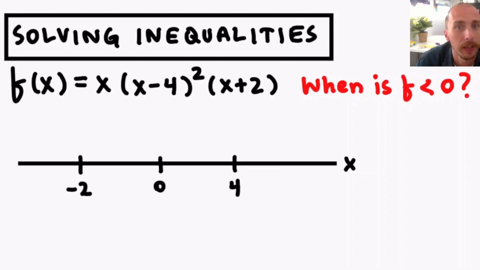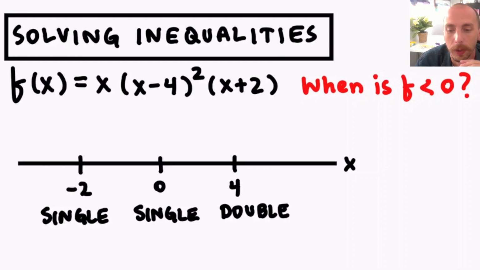All right, so there we go. I've got an x-axis. I have thrown down my zeros: x equals 0, x equals 4, and x equals -2. Now, I do need to remind myself that x equals 4 is going to be a double root, whereas the other two are going to be single roots because they're only appearing once.